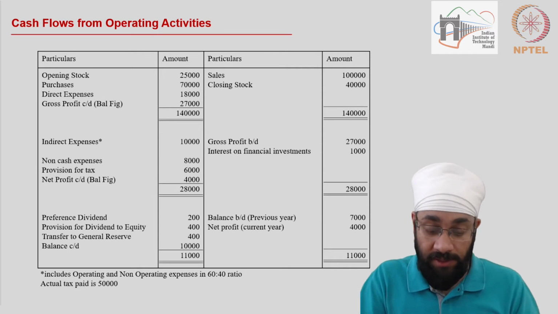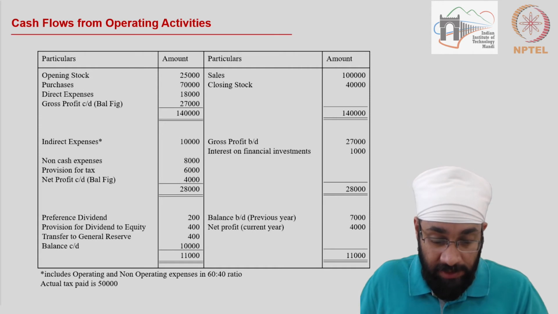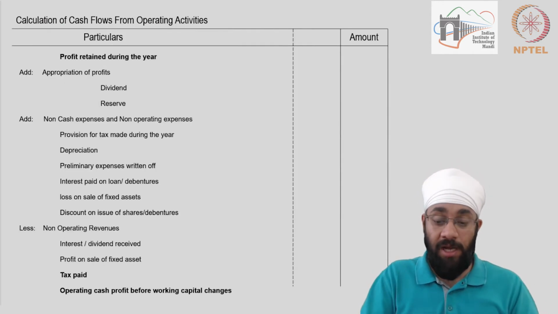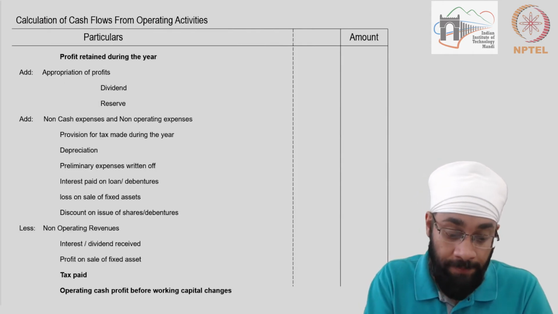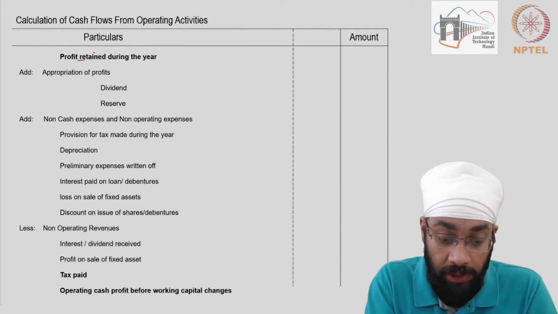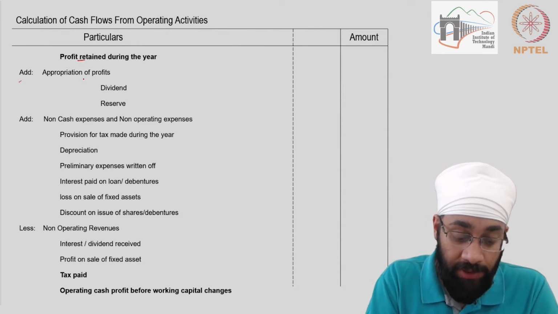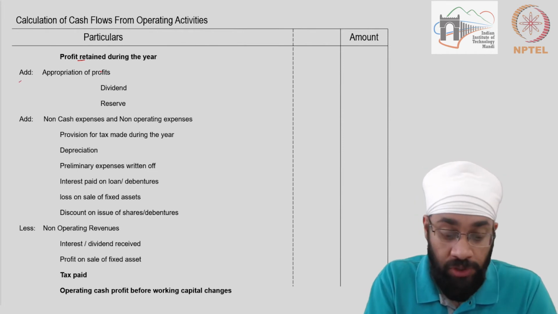So same statement, I have it again for the next approach that we are going to take, and this is how we are going to approach this problem. We are going to look at the profit made during the year, and then we are going to add to it the appropriations of profit. Why are we adding appropriation of profit?